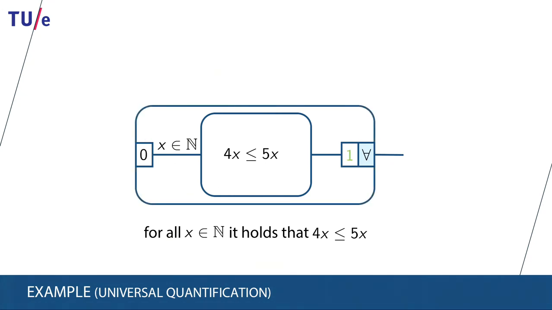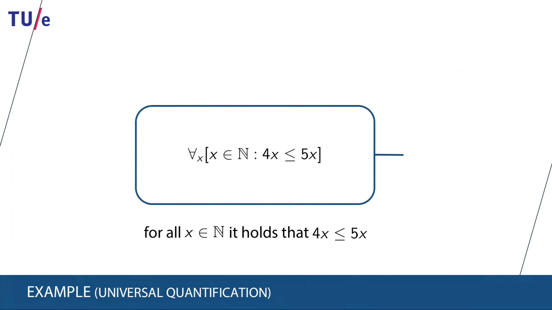The result is a device that does no longer have an input port. It is thought to evaluate the predicate 4x is less or equal 5x for all natural numbers x, as you see here. The device should produce a 1 on its output port if all of these evaluations result in true, and a 0 otherwise. And since the predicate 4x is less or equal 5x evaluates to true for all natural numbers x, this device produces a 1.